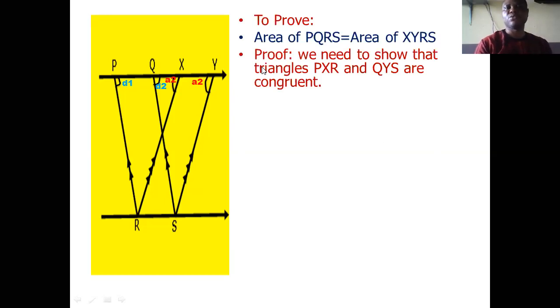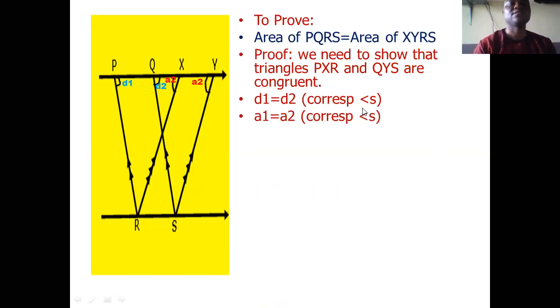Next, proof. We need to show that triangles PXR and QYX are congruent. Look at it, PXR and QYX are congruent. First of all, angle D1 is equal to D2. What is the reason? Corresponding angles. This is a short form of corresponding angles. Similarly, angle A1 is equal to angle A2. The same reason, corresponding angles.